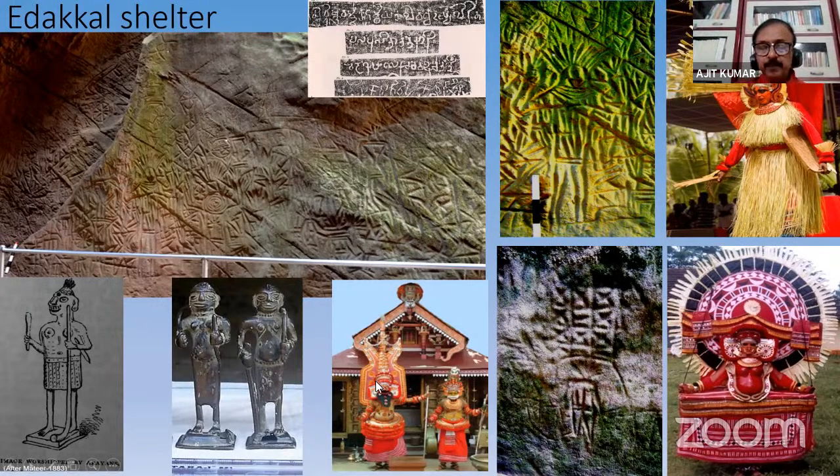It's not that ancestor worship existed only in the upper reaches of society, but the tribal community in Kerala, or the ethnic populace in Kerala, also still practice a form of ancestor worship, where such human forms are made and they worship them as their ancestors. They believe that the spirit of the ancestors is embodied in these figures and they worship them.